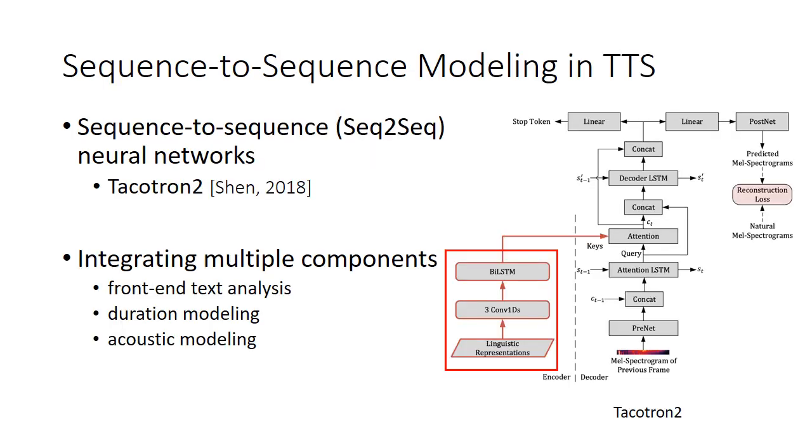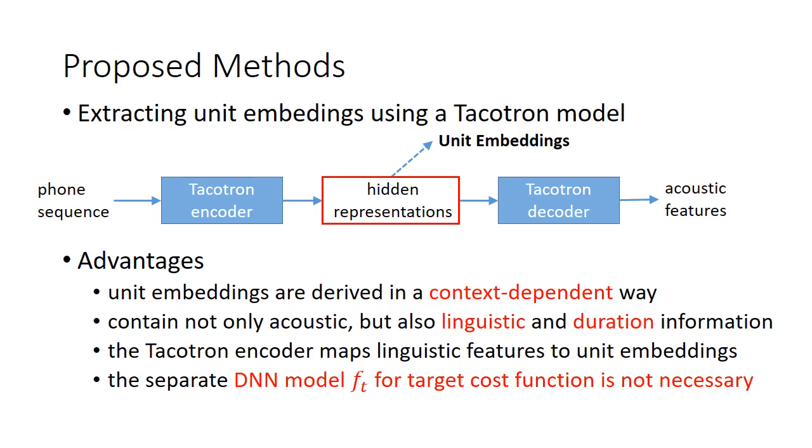With the development of neural network-based statistical parametric speech synthesis, end-to-end models have been proposed, such as Tacotron on the right, which adopts a sequence-to-sequence framework to combine front-end text analysis, duration modeling, and acoustic modeling. Its encoder maps input phone sequence into fixed-length hidden representations, which are then sent into an attention-based decoder to predict acoustic feature frame by frame.